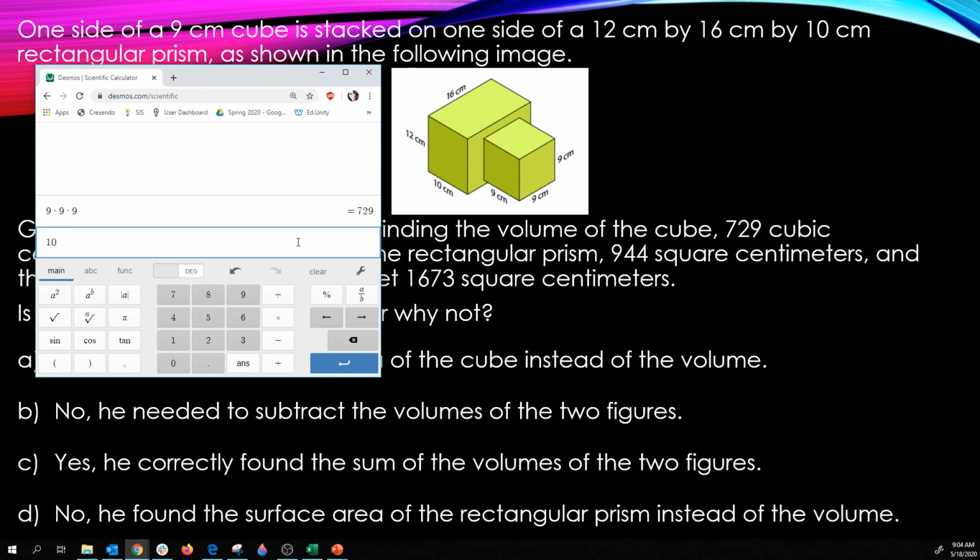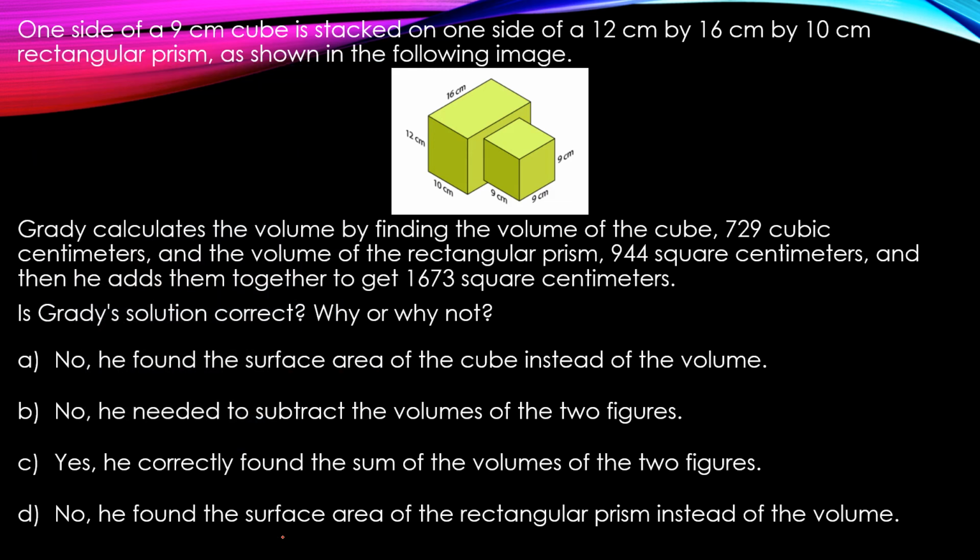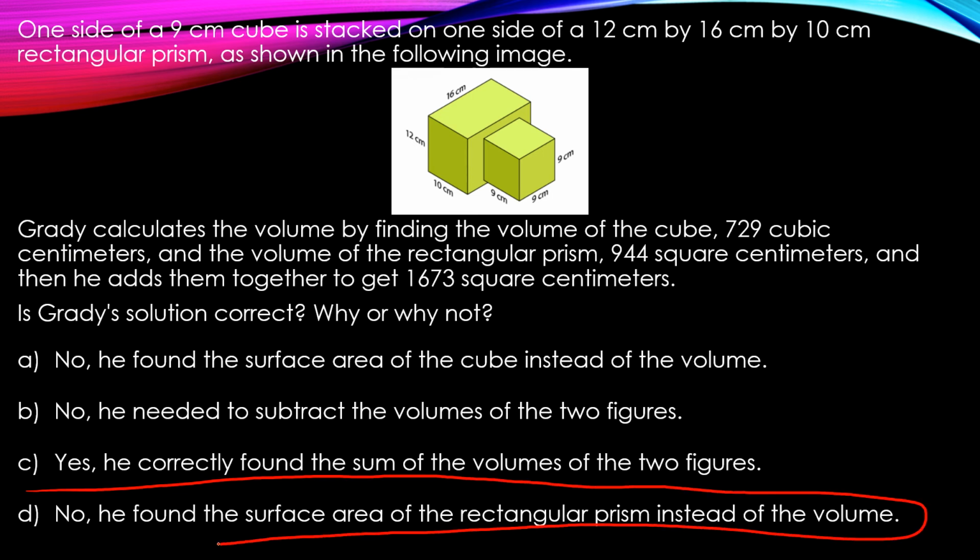And then let's check this back box. So 10 times 12 times 16. Ooh, so for that back box, he should definitely have a bigger number, which means no, he did not find the volume correctly. And it looks like he found the surface area of the rectangular prism instead of the volume. So no, he found the surface area of the rectangular prism. Okay, so make sure you're looking carefully. You want the volume of the rectangular prism, not the surface area.